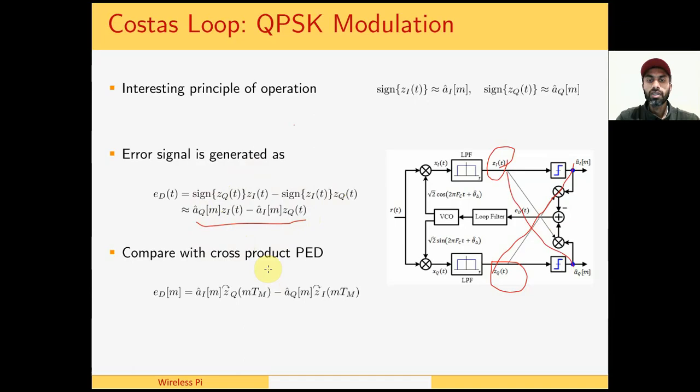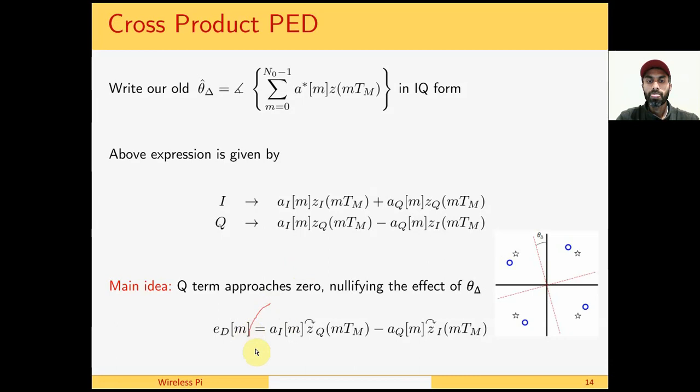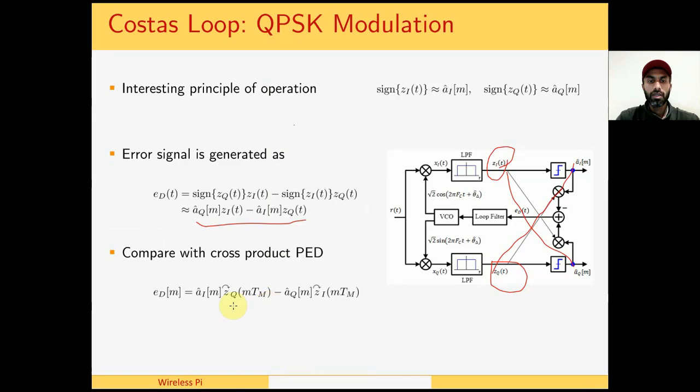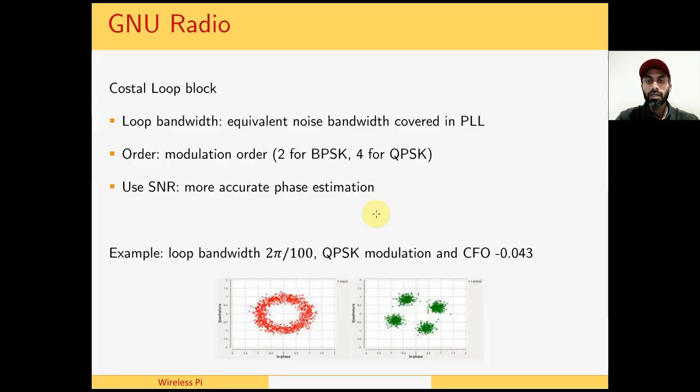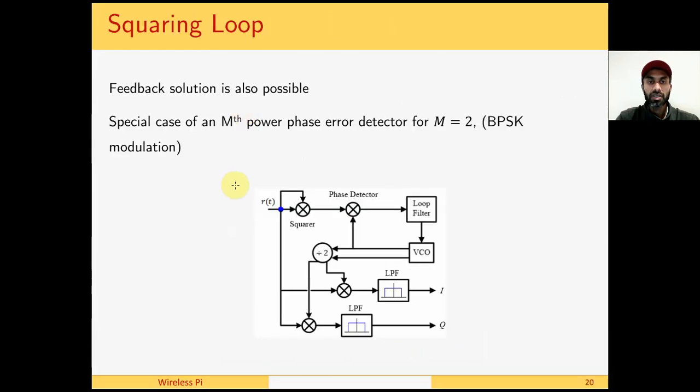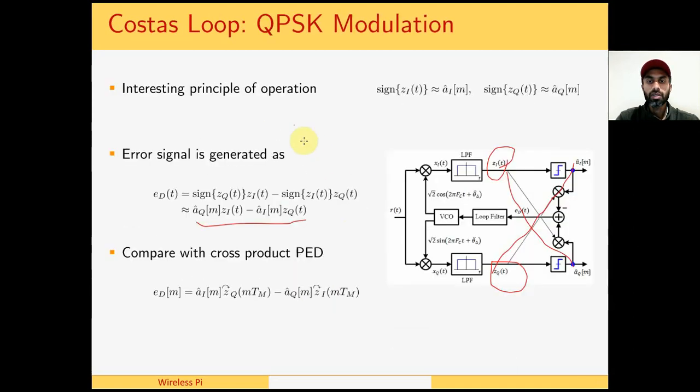Sign of Z_I(T) times Z_Q(T) minus sign of Z_Q(T) times Z_I(T), which is A hat I Z_Q minus A hat Q Z_I. Compare this expression with the cross product phase error detector. And you can see that other than a difference of a negative sign, this is very similar to a cross product phase error detector. And hence we can say that the Costas loop is an approximation of the maximum correlation or maximum likelihood methodology. And this is what made Costas loop so attractive, because in a system like a squaring loop, the RF components had to work on double the frequency. In Costas loop, the circuit operations are being implemented at carrier frequency.